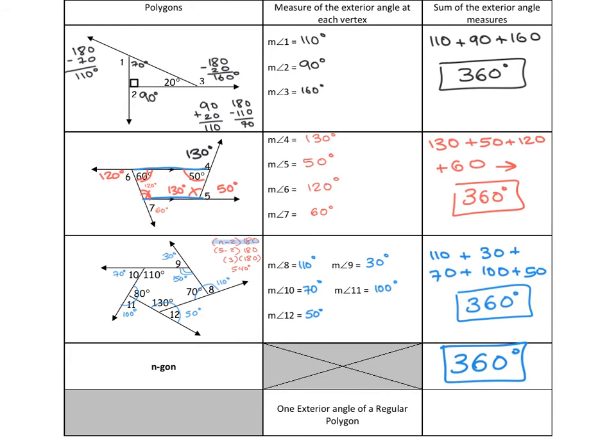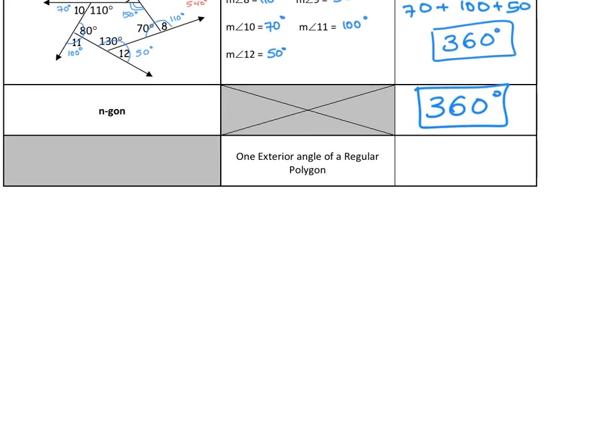So if I have a regular polygon, how can I find the measurement of each exterior angle? For example, if I have an equilateral triangle and I make this side longer, how can I know what this angle is going to be? I have to divide 360, which is the sum of all the exterior angles, which is always 360, by the number of sides. And that's going to give me 120.